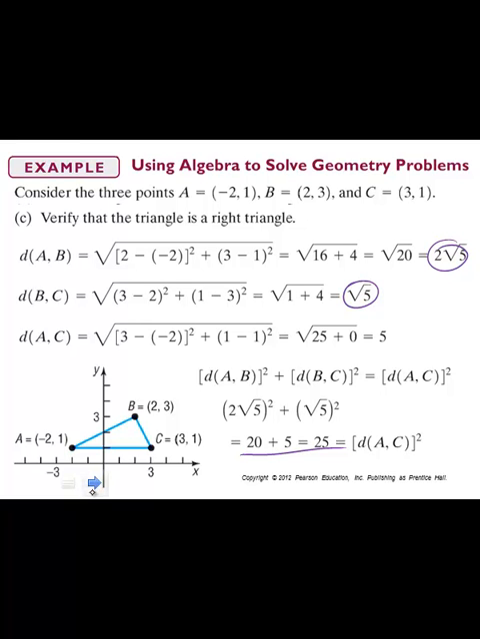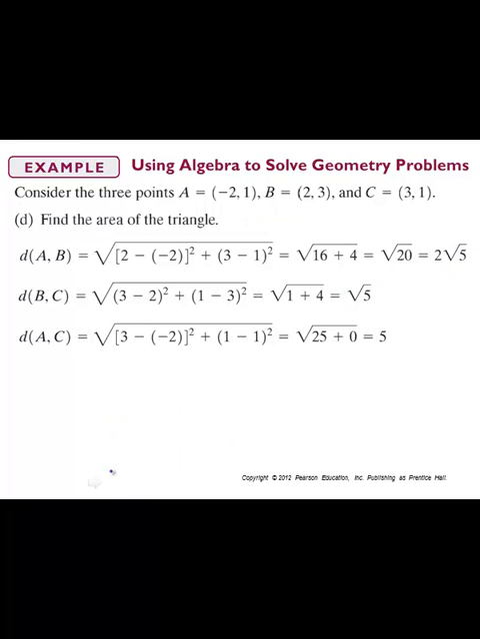Because the sides obey the Pythagorean theorem, this triangle really is a right triangle. We just got done verifying that. Okay? That's how we do it. What is the area of this triangle? So we know the lengths of the legs, and we know that the area of a triangle is 1/2 times the base times the height.